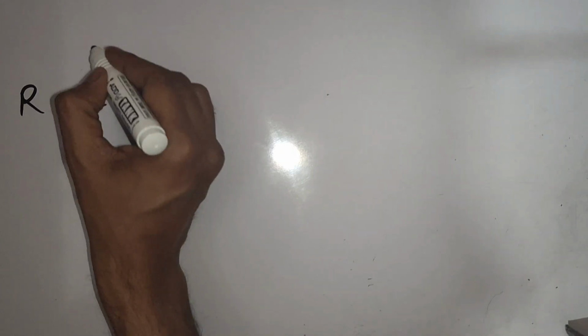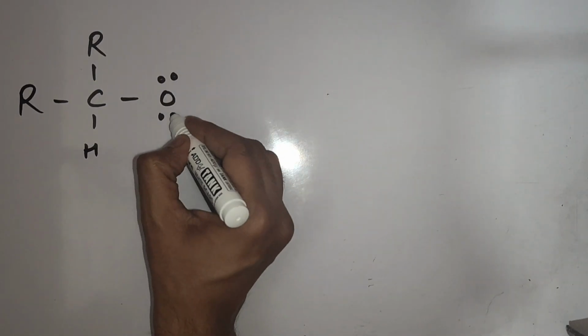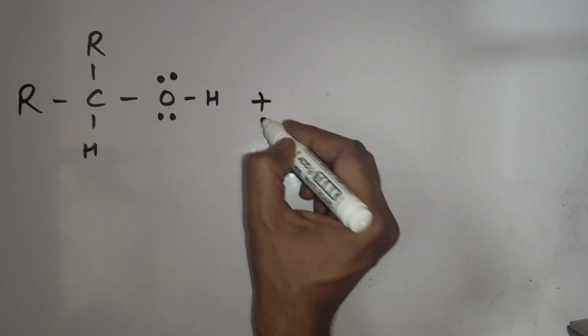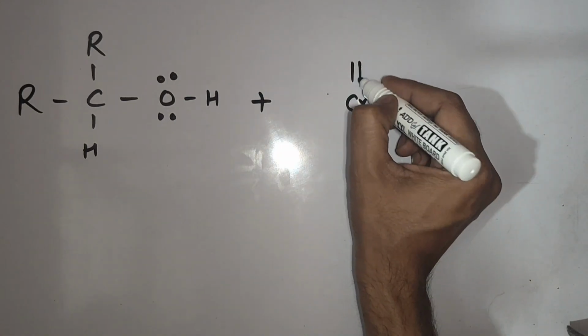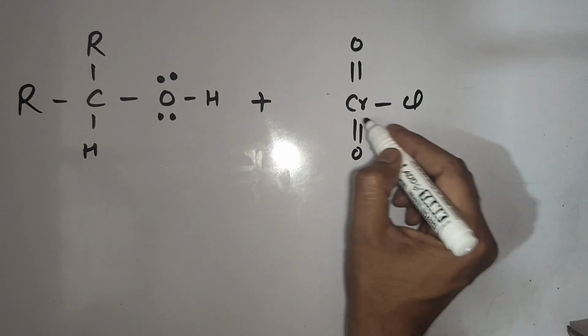If we have understood 1 degree alcohol, then for 2 degree alcohol it is again the same mechanism, only a little bit of difference is there. Let's go for 2 degree alcohol now. This is our 2 degree alcohol. You know what is the condition of chlorochromate?